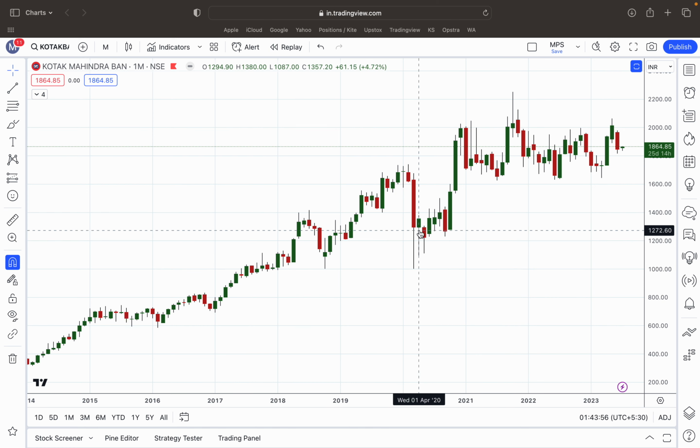What does the longer lower wick in the hammer represent? Let me repeat the question. What does the longer lower wick in the hammer represent?